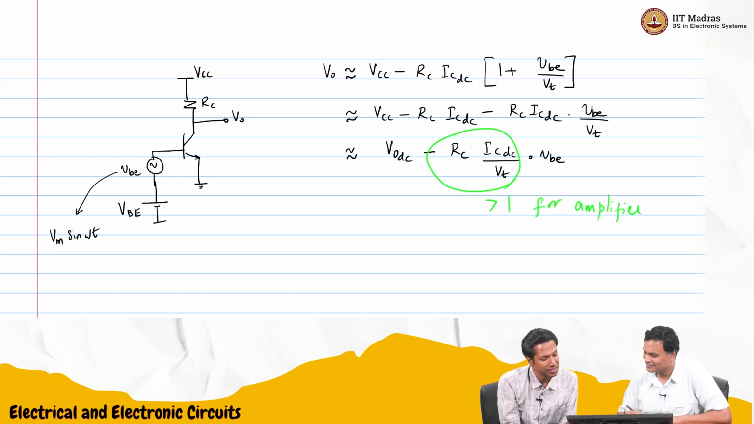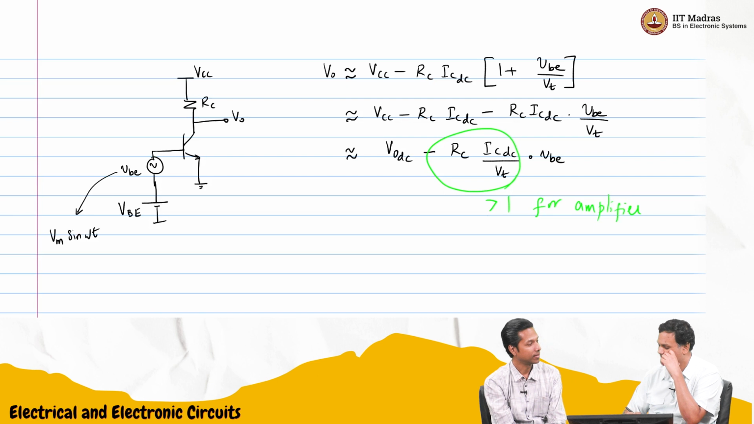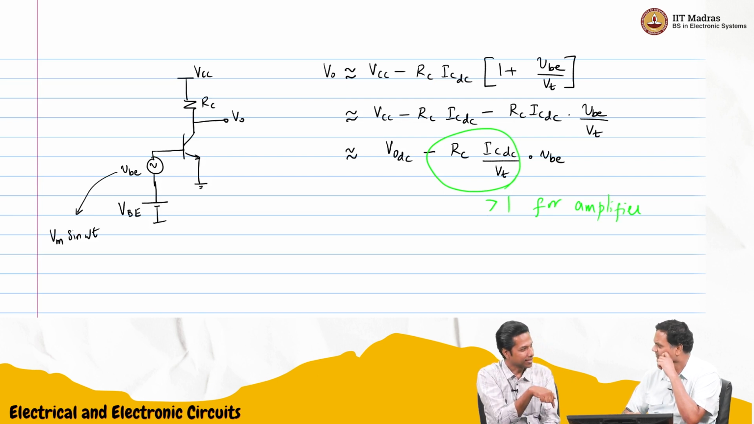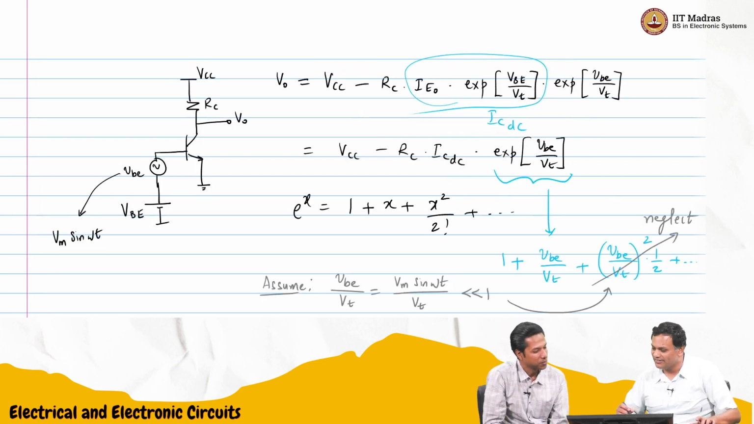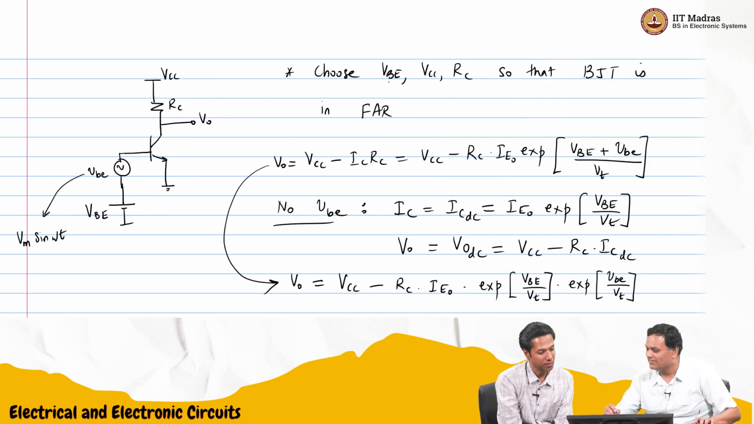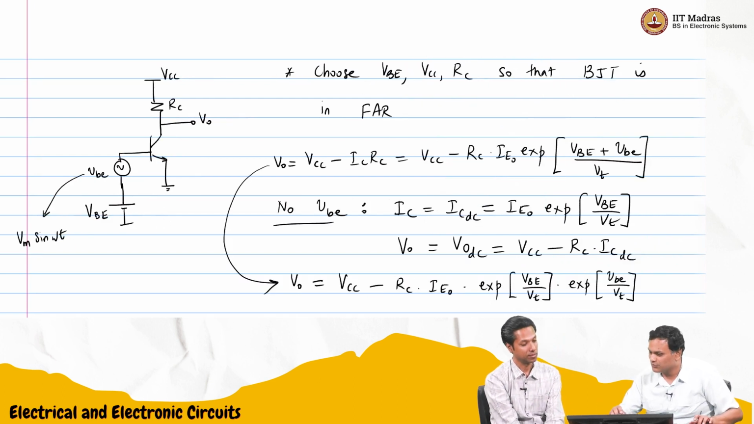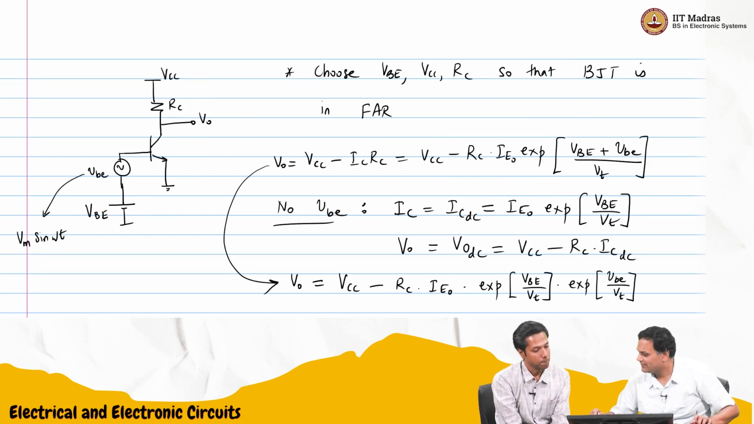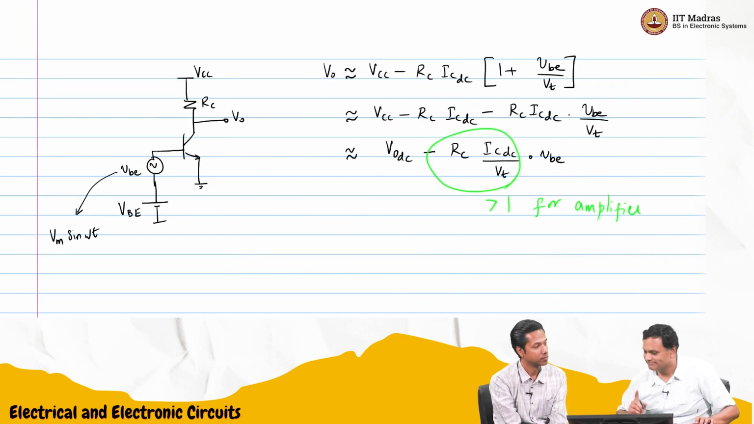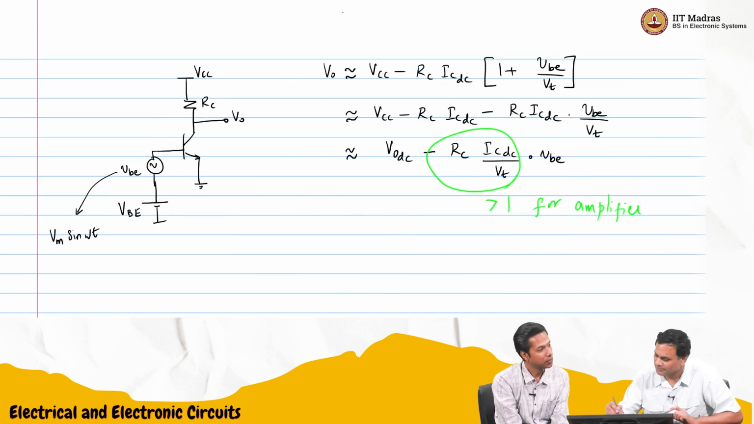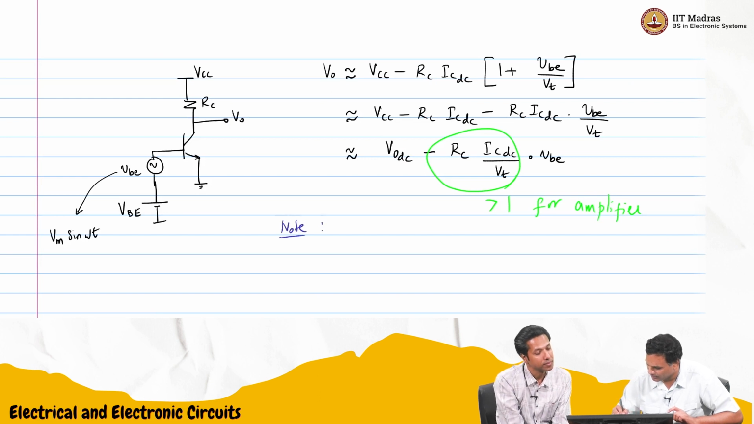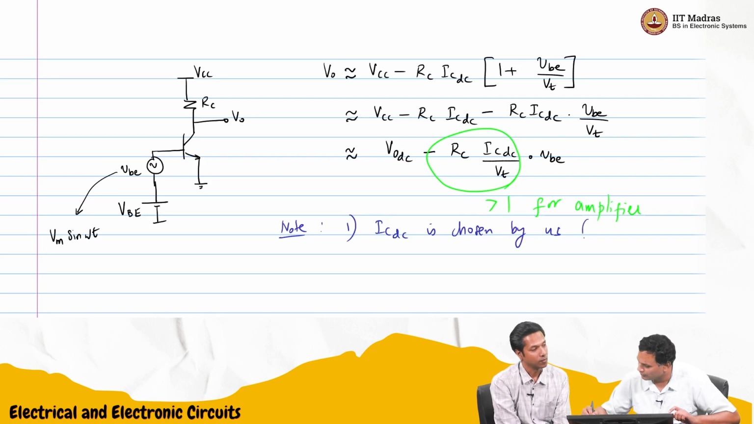So, what is this ICDC by VT? ICDC is almost fixed by us, isn't it? We decided we are going to choose capital VBE, VCC and RC. So once you choose capital VBE, ICDC is fixed by us. So let us note that down. VT is also known.